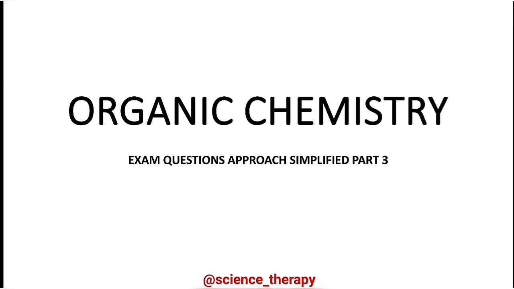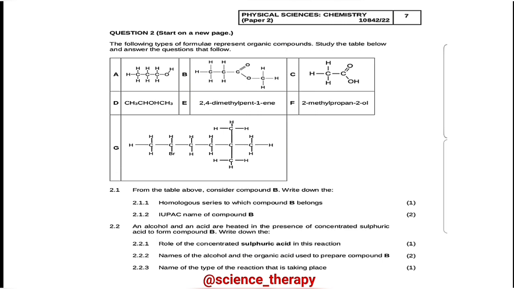We are back again with organic chemistry exam questions approach simplified part 3, and let's see the questions that we got. We have physical science chemistry, and I can see that's a Gauteng 2022 past paper. That was a prelim paper 2022 Gauteng, and let's see what we have got. The following types of formula represent organic compounds. Study the table below and answer the questions that follow.